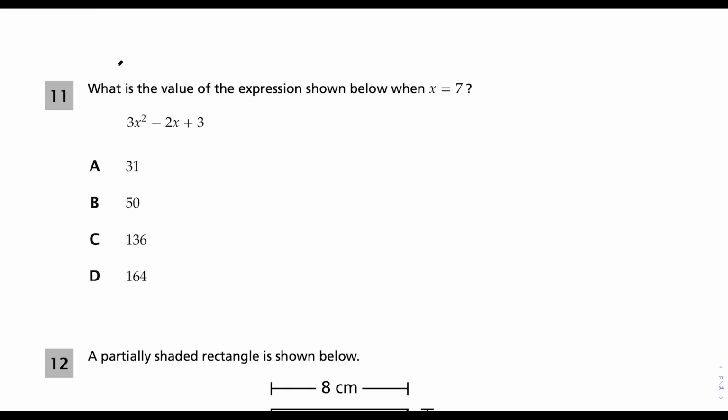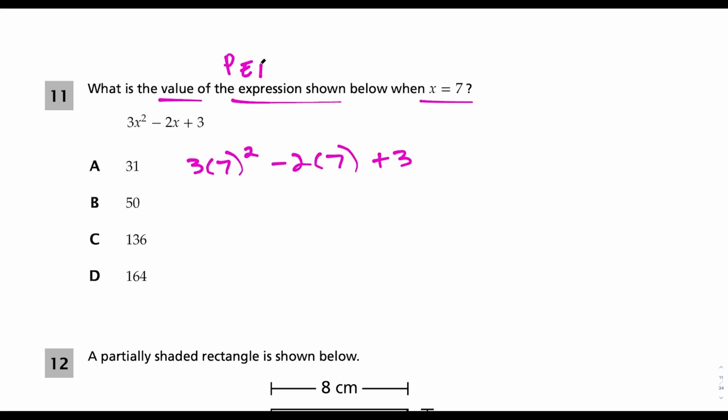Choice C. Question 11, what is the value of the expression shown below when x equals 7? So for this, just plug in 7. You're going to have 3 times 7 squared minus 2 times 7 plus 3. And for this, you just have to know order of operations. PEMDAS, a fun way to remember this. Please excuse my dear Aunt Sally, but this tells you the order in which to do your operations.